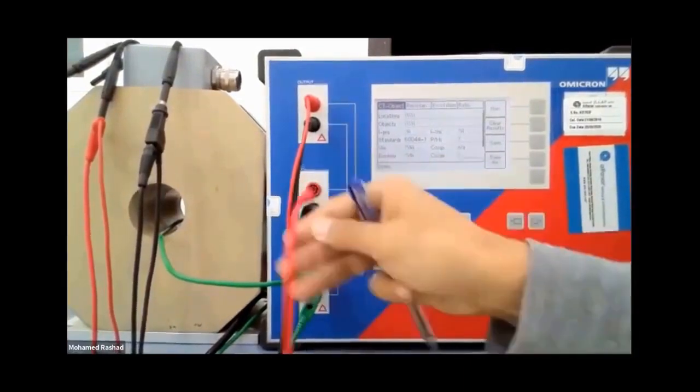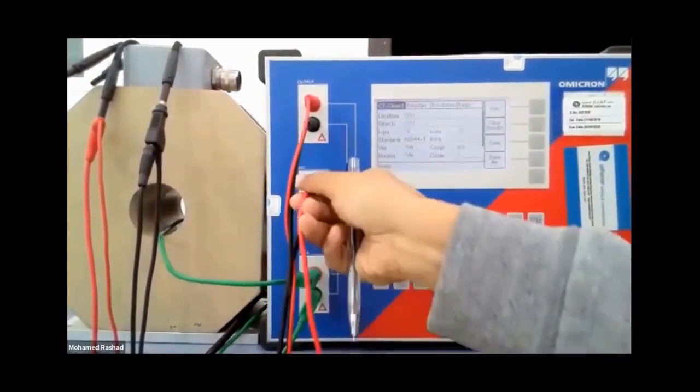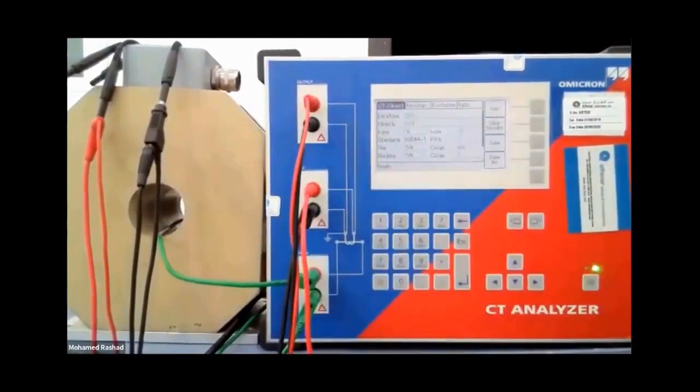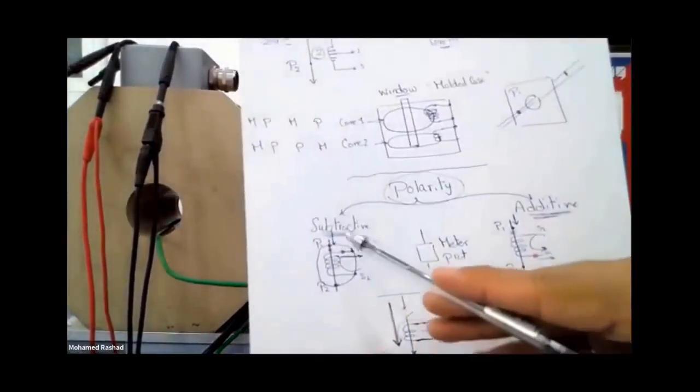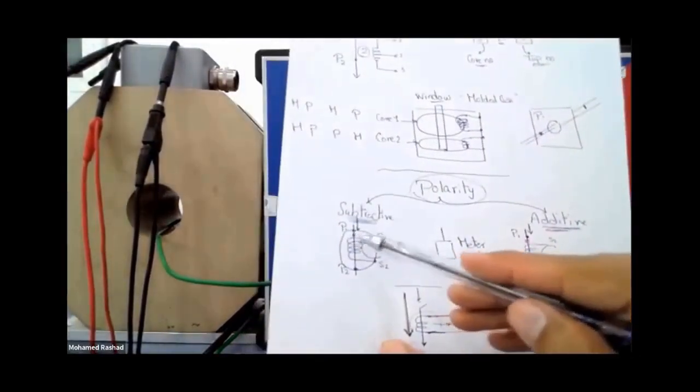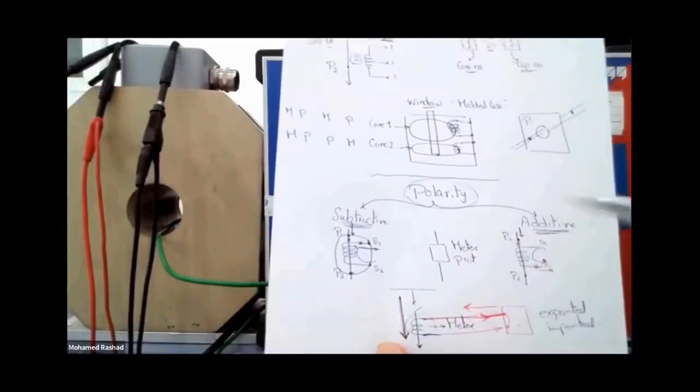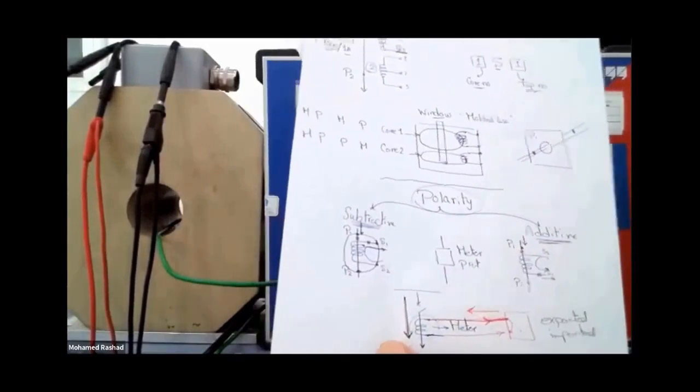We agreed that the mark point or the dot point is here in our diagram, and when we talk about polarity, if I am talking about subtractive polarity, the dot points are next to each other, meaning if there is a dot point on P1, there should be a dot point on S1 to determine the directions.